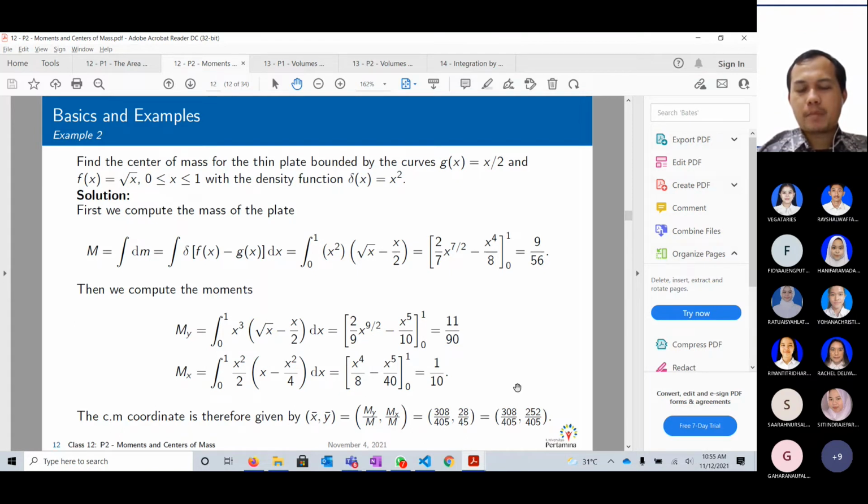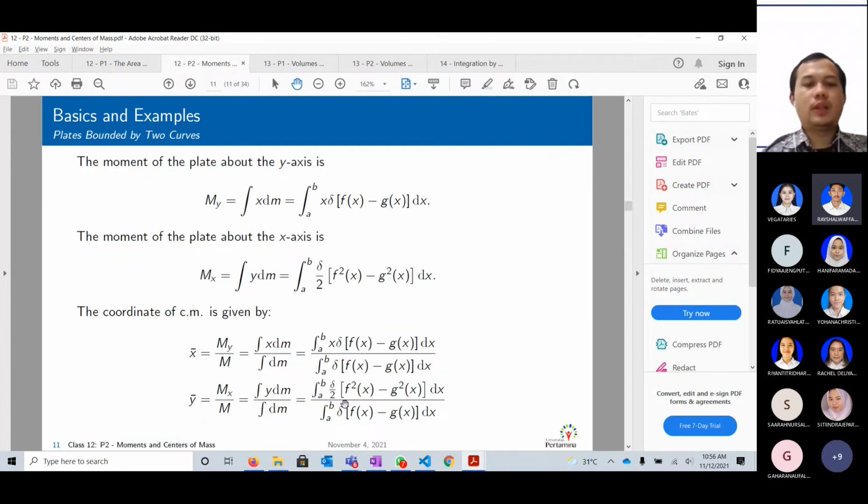Sir, but later in the midterm exam we need to draw the graph also, right? No. You can directly use this formula. Okay. Thank you, sir. So you can directly use the formula.